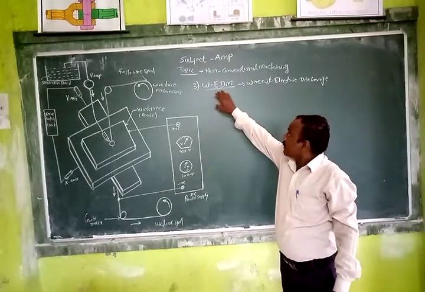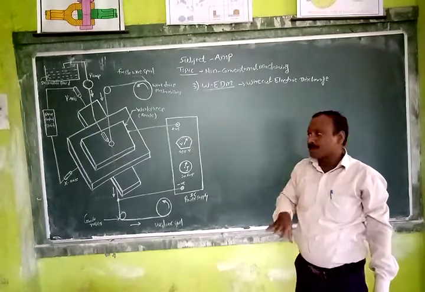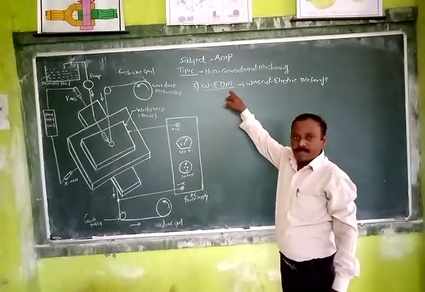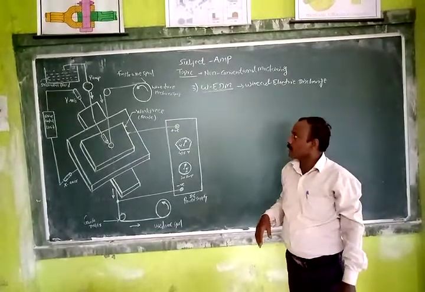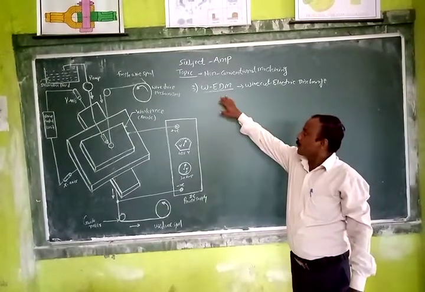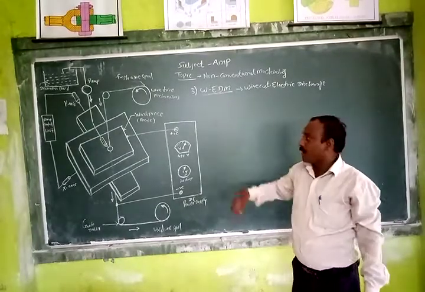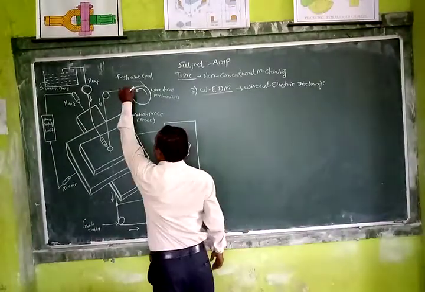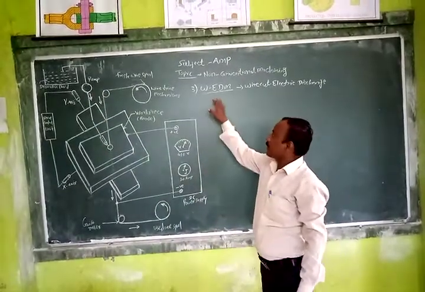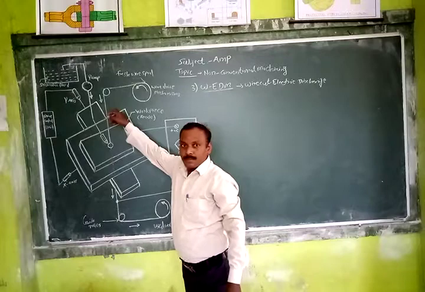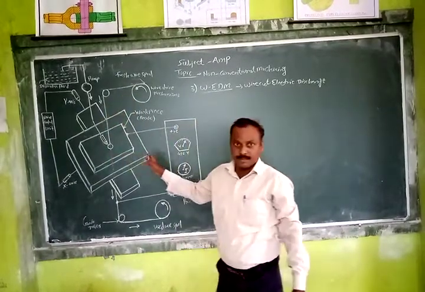This wire cut electric discharge machine works on the same principle as electric discharge machining, which we discussed last day. The only change here is that the tool is replaced by a thin wire electrode. In EDM there is a tool, and here only a thin wire is applied.